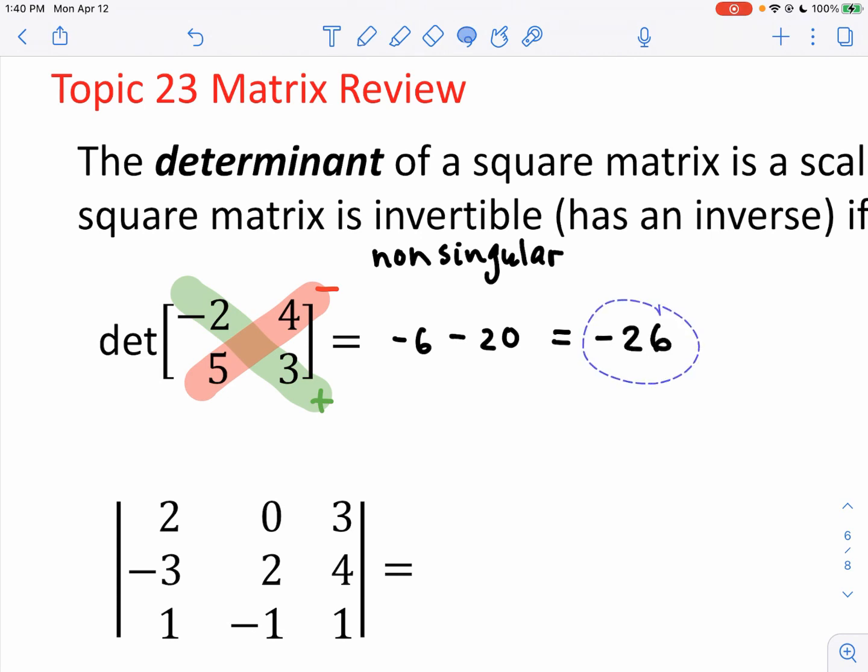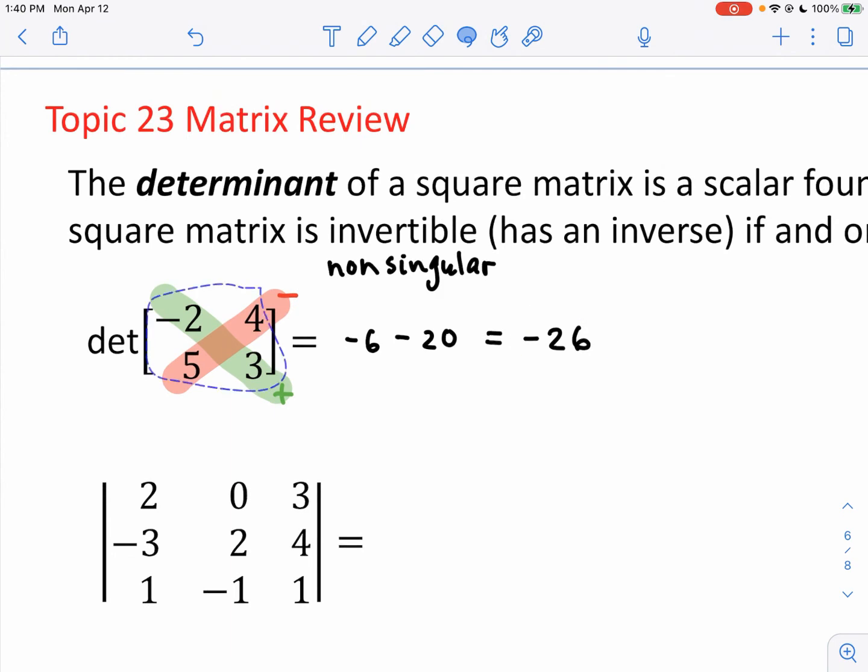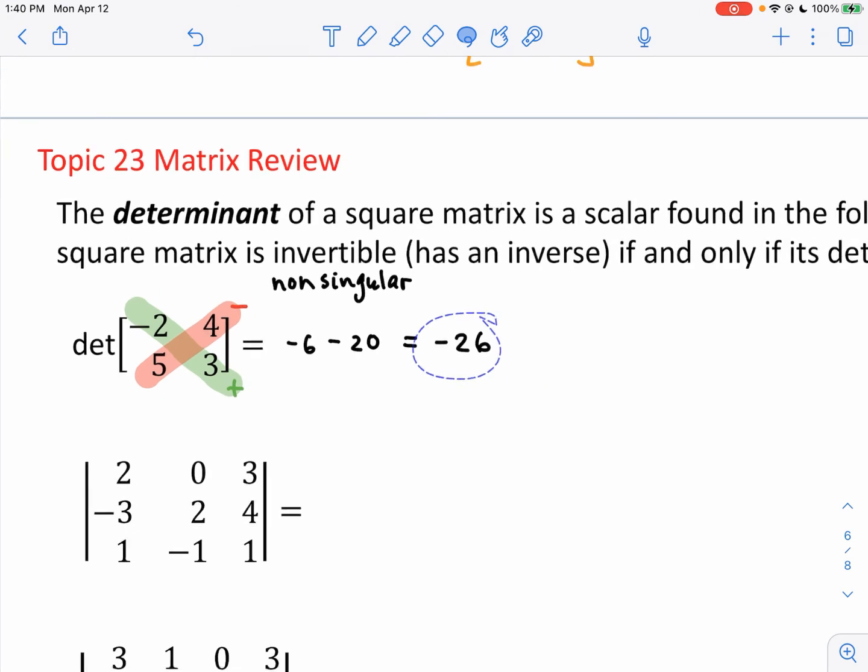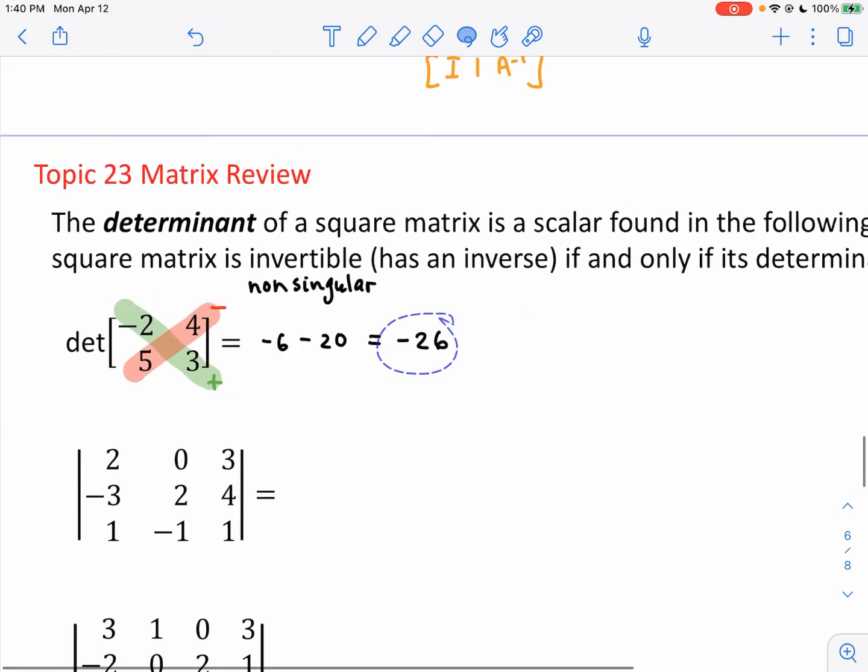This is the scalar. It's a 1 by 1 matrix that is said to be the determinant of this 2 by 2 matrix. And notice that this determinant is non-zero. That means that the 2 by 2 has an inverse. In other words, it's non-singular. Non-zero means non-singular, which means invertible. Not invertible means singular, means 0 for the determinant.